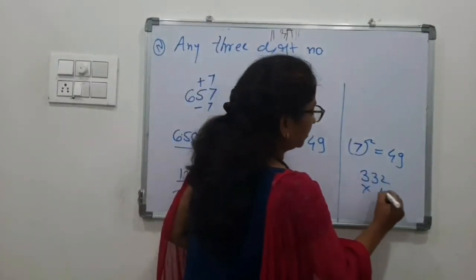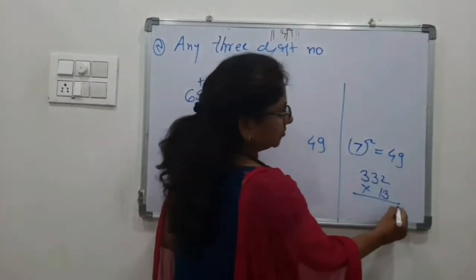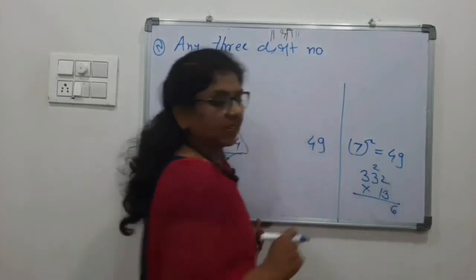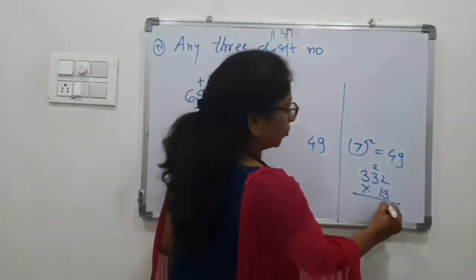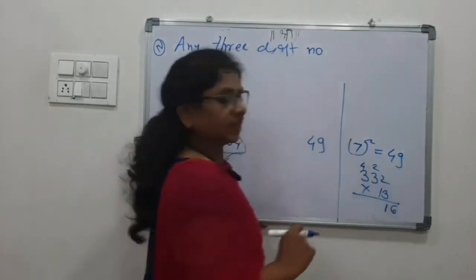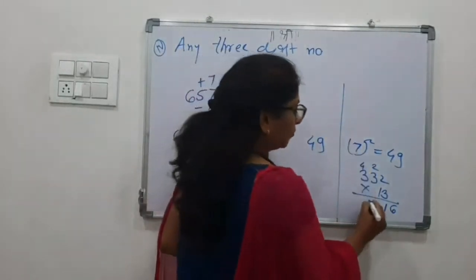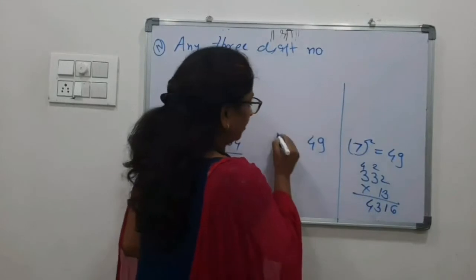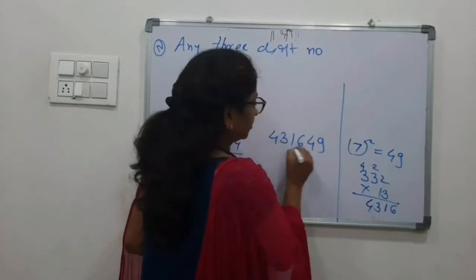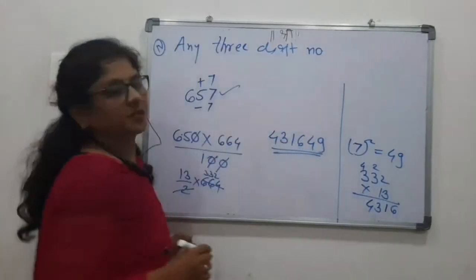332 into 13. 13 2s are 26. 13 3s are 39. 39 plus 2, 41. 13 3s are 39. 39 plus 3, 43. Okay, write down this number here. So this is the square of 657.